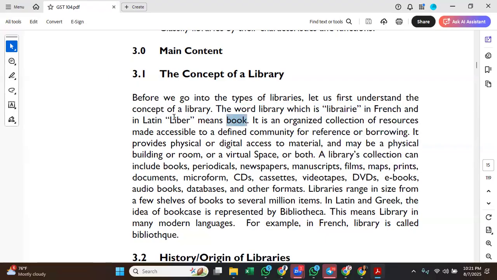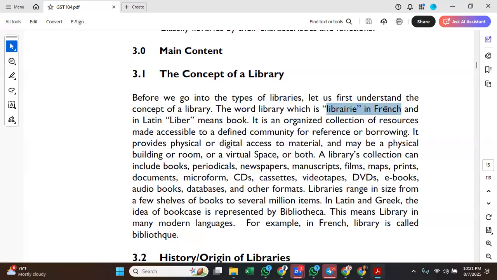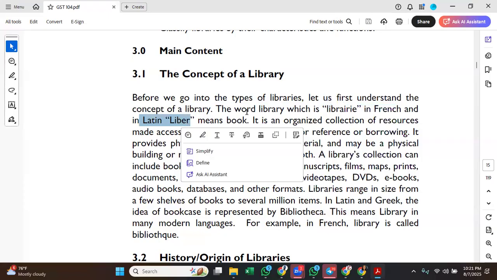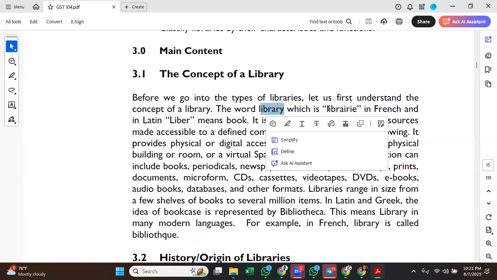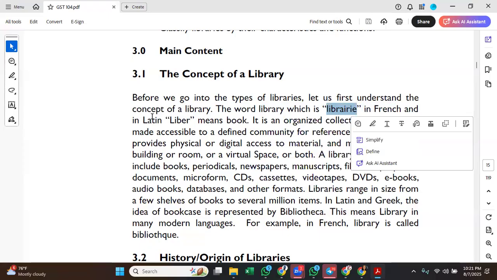Liber means book. This word is library in French, while in Latin it is liber. But all we're talking about is still library. The English word is library, the French word is library, and the Latin word is liber. Liber means book.